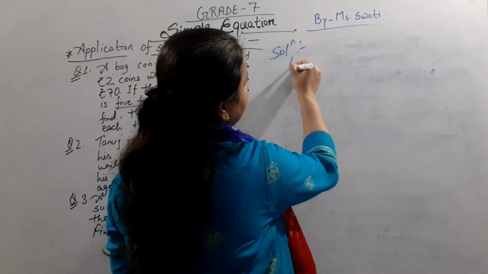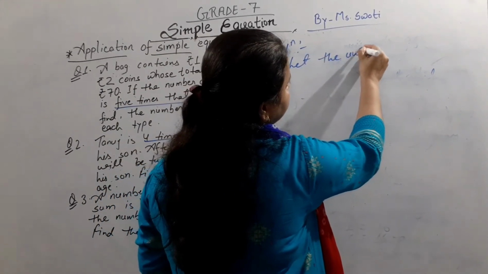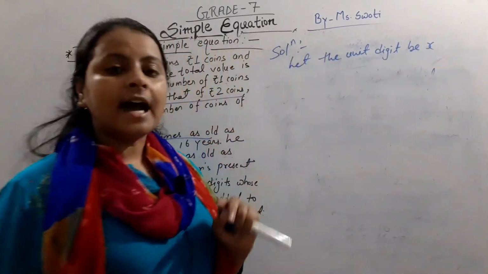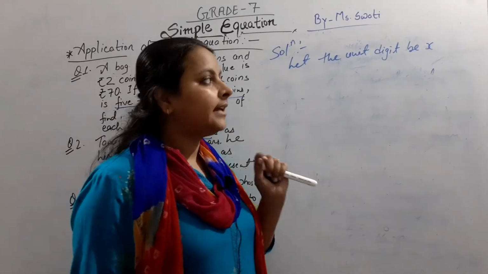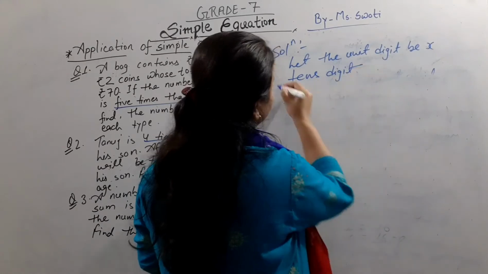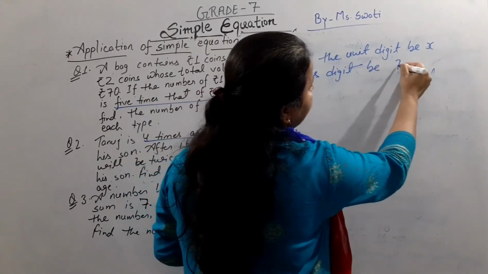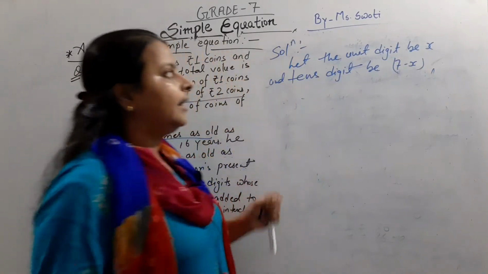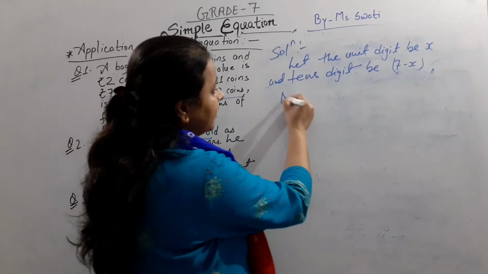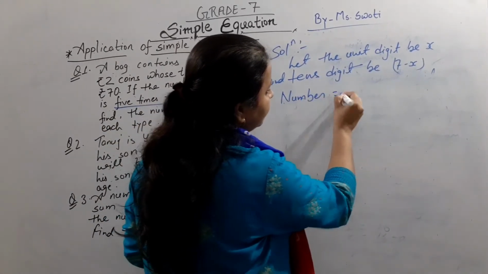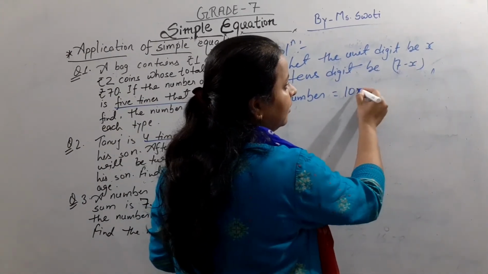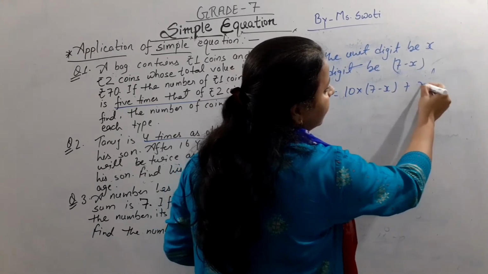So, let the unit digit be x. The sum of unit digit and tens digit is 7. So, the tens digit becomes 7 minus x. Let the unit digit be x and the tens digit be 7 minus x. Then first we find out the number. For finding the number, what we do? We multiply the tens digit number with 10 and add the unit digit number.